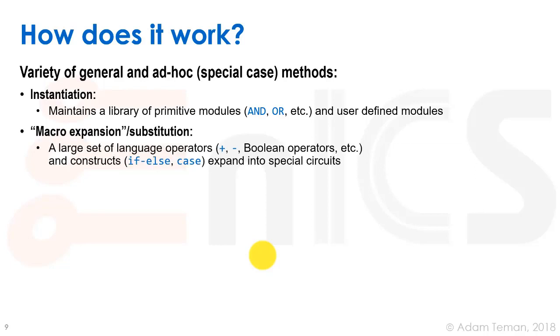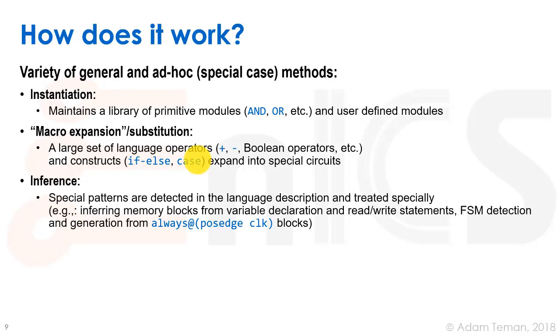We can do what we call macro expansion or substitution. So if we run into a more complex type of a behavioral description, such as a plus, when we want to do addition of two 32-bit words, that's not just a full adder or something like that. We have all kinds of carry look-ahead adders or ripple carry adders, and our tool can replace them with one of those architectures. Or if we have constructs such as an if-else or a case, we can expand it into such special circuits. We have all kinds of functions that can tell our tool what these different operators inside the Verilog should be substituted with.